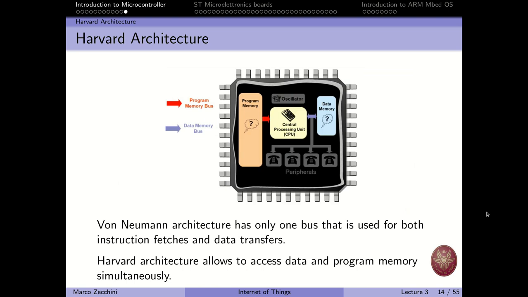So as I said, we are not using a classical von Neumann architecture, but we are using a Harvard architecture. Just to remind, a von Neumann architecture is a theoretical design based on the concept that we store our program and data in memory, and we want them to communicate with our central processing unit. And to do it, we just have one single bus for fetching instructions and transferring data.